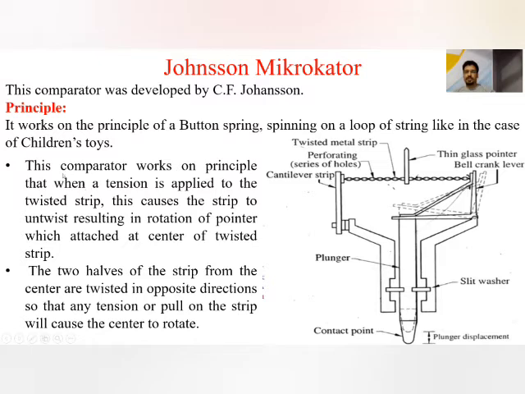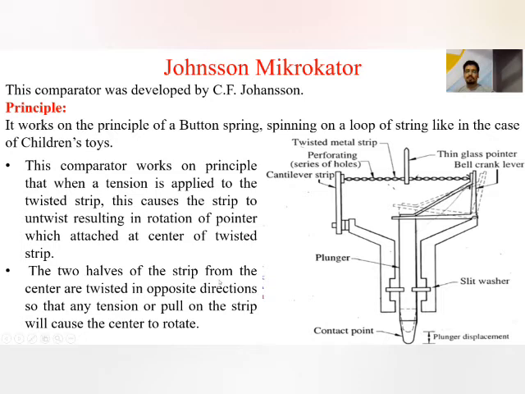So the working principle is like this. This comparator works on the principle that when tension is applied to the twisted strip, this causes the strip to untwist, resulting in rotation of the pointer, because the pointer is attached at the center of the twisted strip. This is the twisted strip, to which the thin glass pointer is attached, and it will give you the reading on the scale.